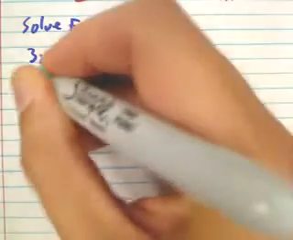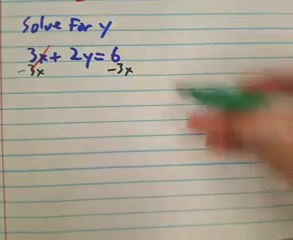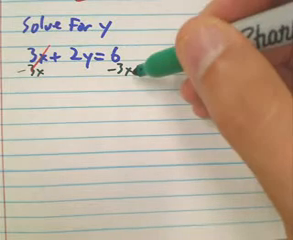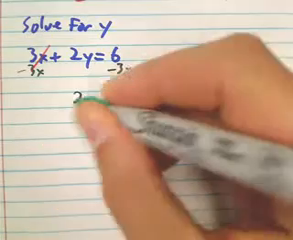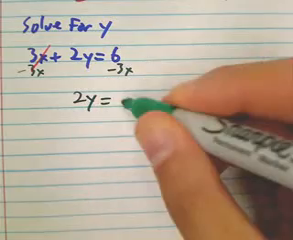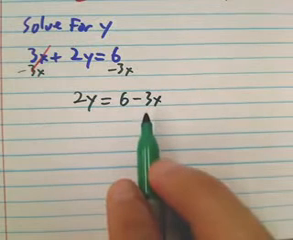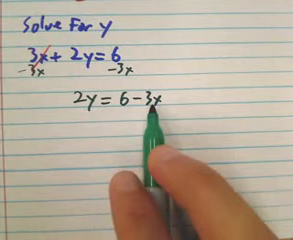Minus 3x. Minus 3x. But these two do not cancel out. That's a 6, that's a negative 3x. They're not like terms. They don't combine. So my next line is going to be 2y is equal to 6 minus 3x. Or you could write negative 3x plus 6, as long as the negative is in front of the 3x.